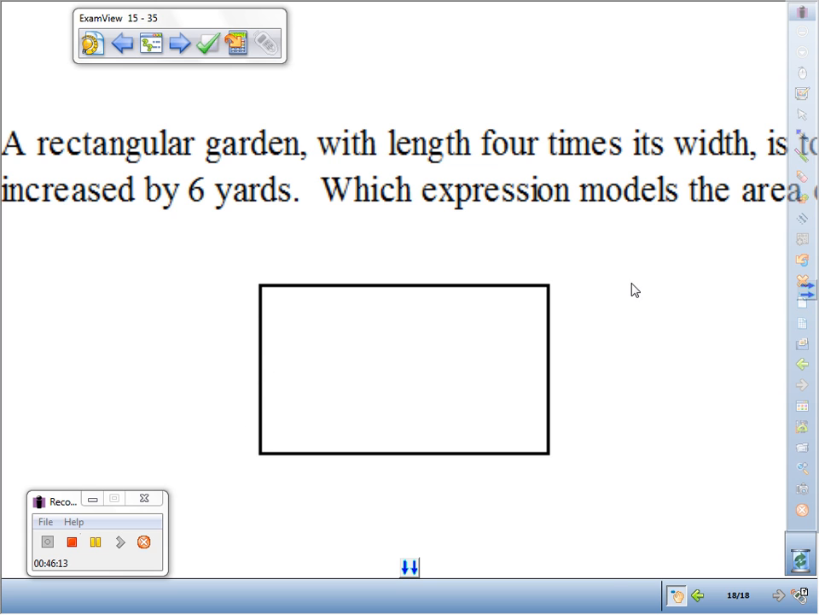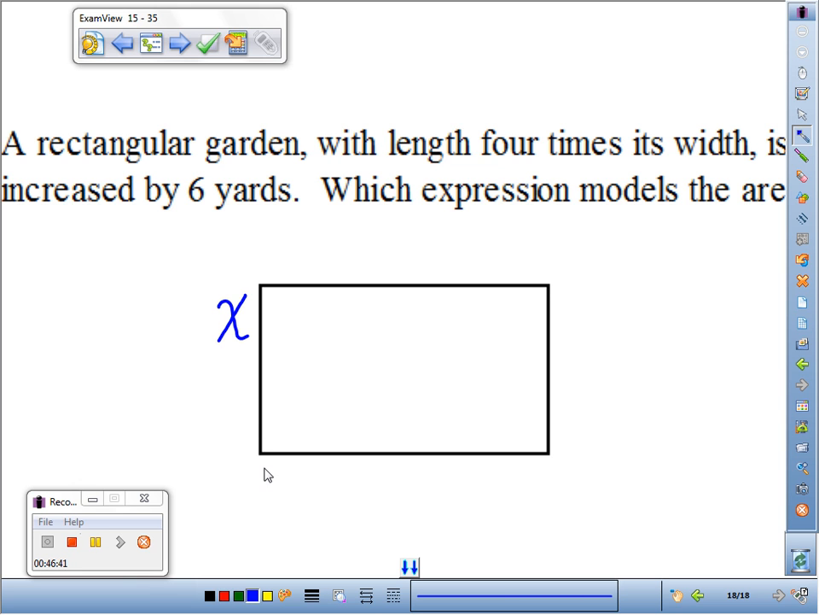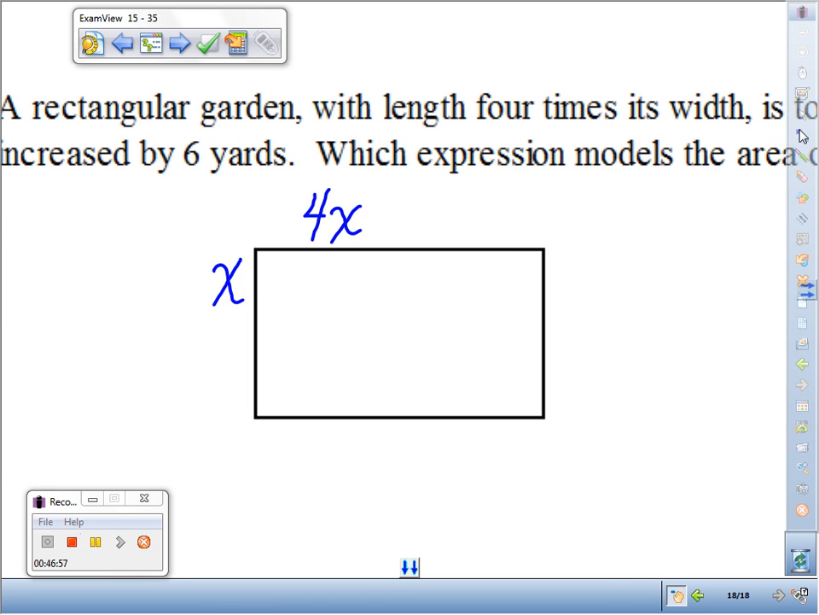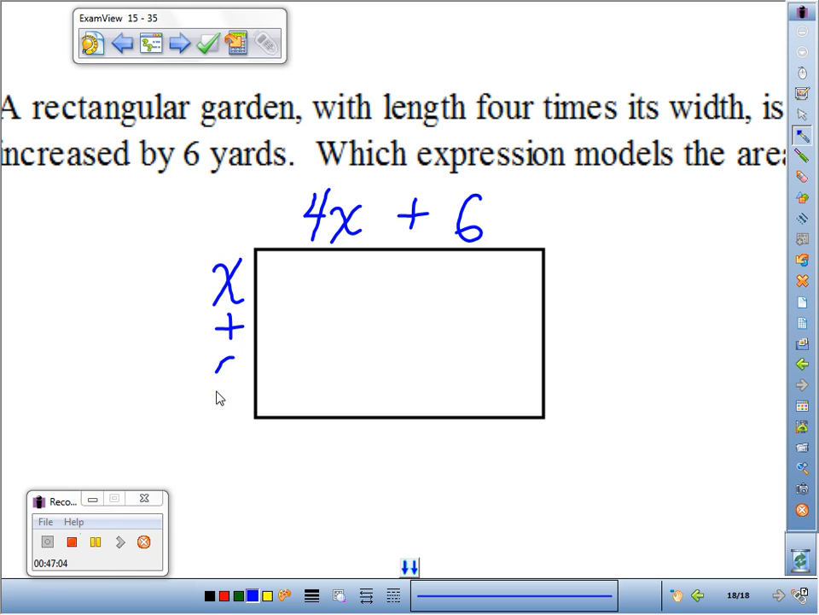Do we know what this measures? No, therefore we label it X. So now, if this is 4 times this, what can we label this? 4x. But then it says that it's to be expanded, both sides are increased by 6. Plus 6, plus 6. Does this look familiar? Yes.